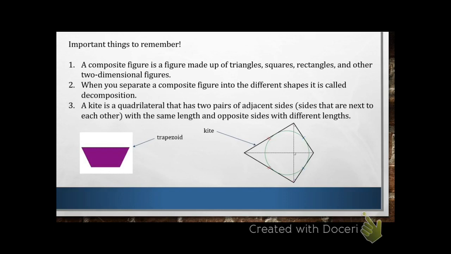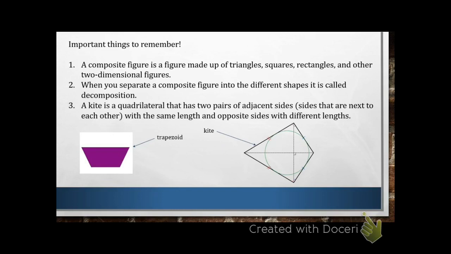Today we're going to be talking about composite figures. Those are figures that are made up of triangles, squares, rectangles, and other two-dimensional figures. We're also going to separate a composite figure into different shapes. And when we separate them, it's called decomposition. You're decomposing it. You're breaking it down into the different shapes.